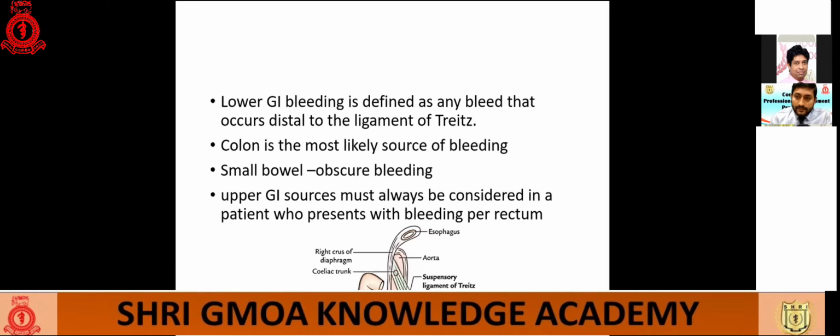When we're talking about lower GI bleeding, we should keep in mind that upper GI bleeding is also a cause for it. About 85% of the time, lower GI bleeding is from a cause beyond the ligament of Treitz, but about 10 to 15% of the time it may be a cause above the ligament of Treitz, mostly a bleeding duodenal ulcer.